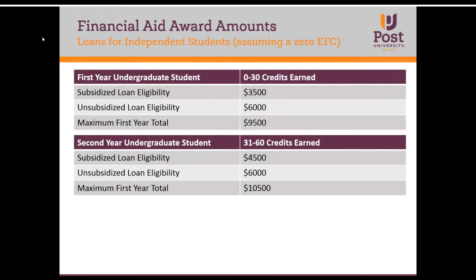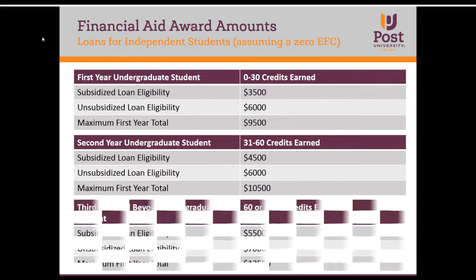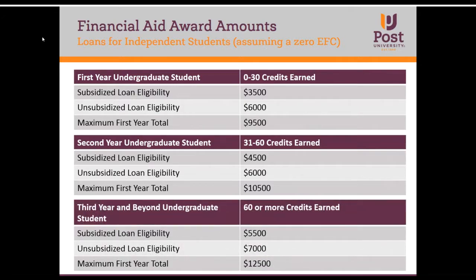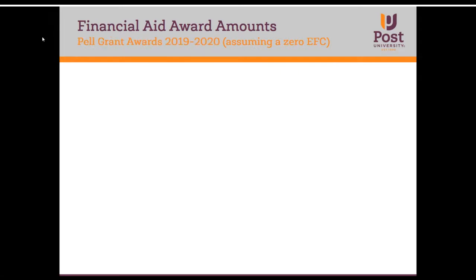When you hit the 31 credit mark up to 60 credits, it's $10,500 broken up as $4,500 and $6,000. If you notice, consistent is the subsidized loan eligibility. And then for students over 60 credits, it's $12,500. Again, these numbers will become a bit more important as we get a touch further and start breaking down how your enrollment and how you attend can affect your finance.